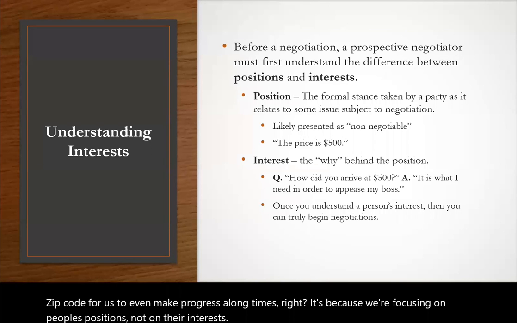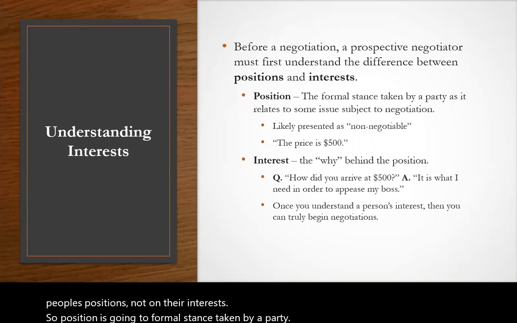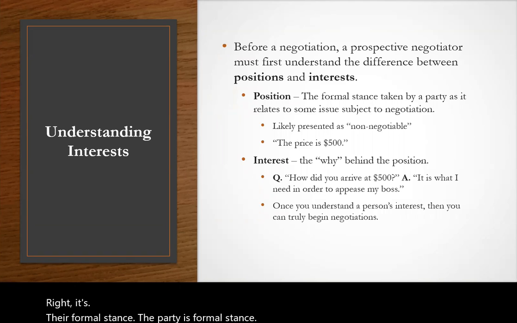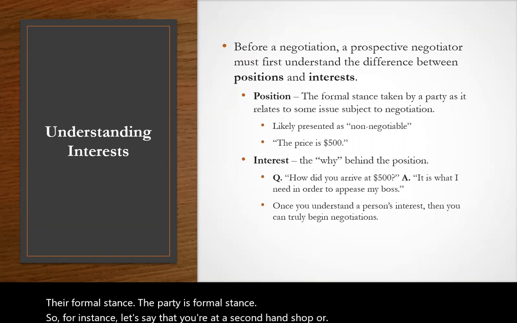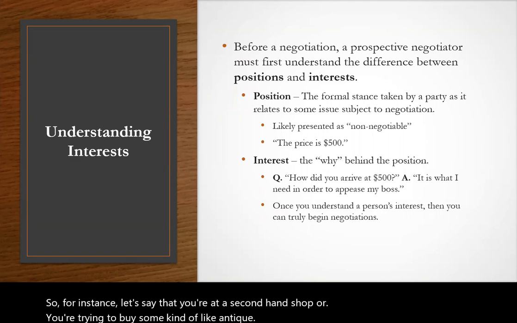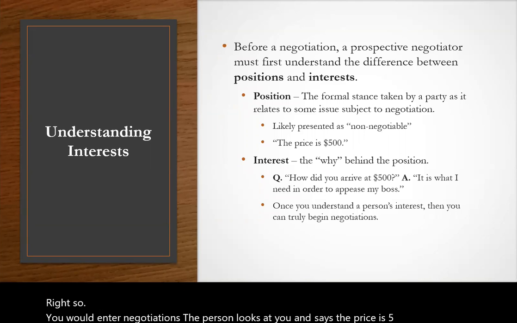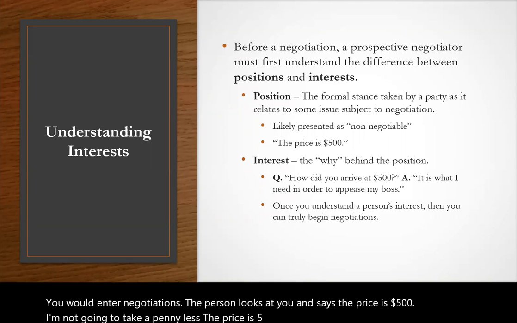So a position is the formal stance taken by a party as it relates to some issue subject to negotiation. For instance, let's say that you're at a secondhand shop, trying to buy some kind of antique. Often positions are postulated as non-negotiable. So you enter the negotiations, the person looks at you and says, the price is $500. I'm not going to take a penny less. Their position is the price is $500.